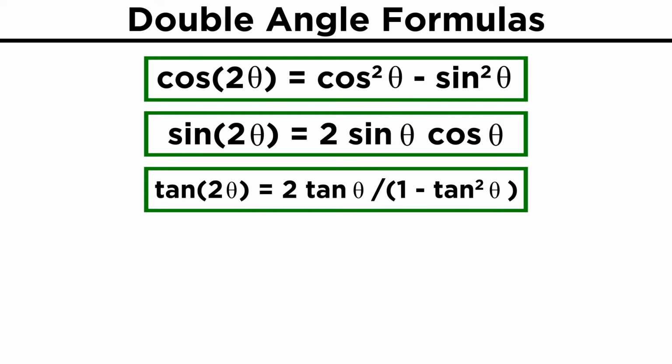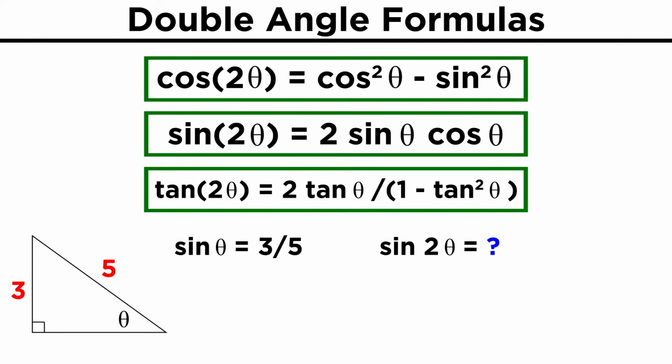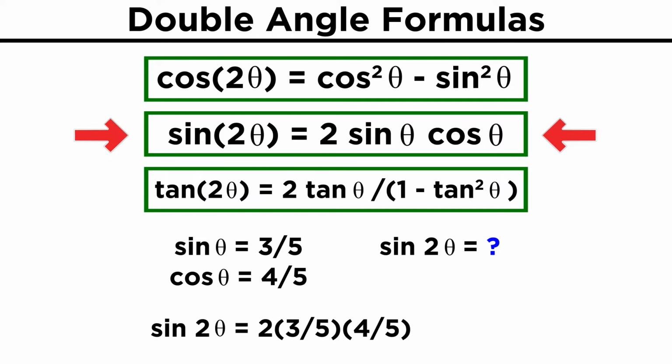These are easy to use. Let's say we know that the sine of an angle lying in quadrant 1 is 3 over 5. What will be the sine of twice that angle? Well, if we know two sides of the triangle, we know the third. It must be 4. So cosine theta must be 4 over 5. We just plug these into the formula and we get 2 times 3/5 times 4/5, which is 24/25.